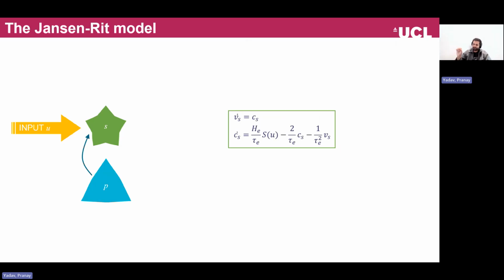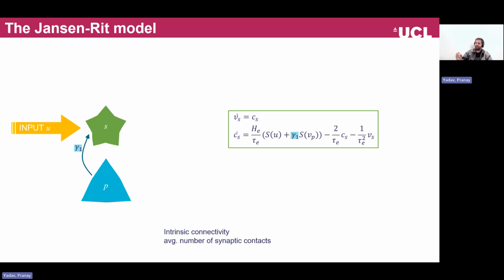Right. So now the spiny stellate cell population receives inputs from the pyramidal population, and this is scaled by a parameter gamma, and gamma reflects the intrinsic connection strength, and basically it's the average number of synaptic contacts made by the pyramidal population onto the stellate postsynaptic membrane.